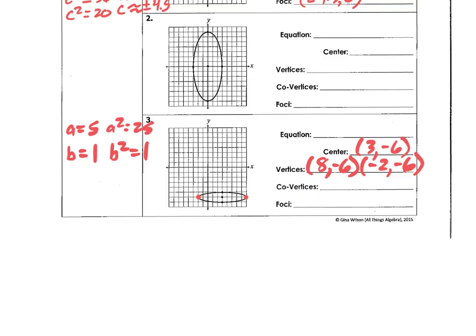Okay, my covertices are going to go up 1 and down 1 from my center. So my center was at 3, negative 6. So we're going to go up 1, 3, negative 5, and down 1 would be at 3, negative 7. The x values stay the same. The y values go up 1, down 1.